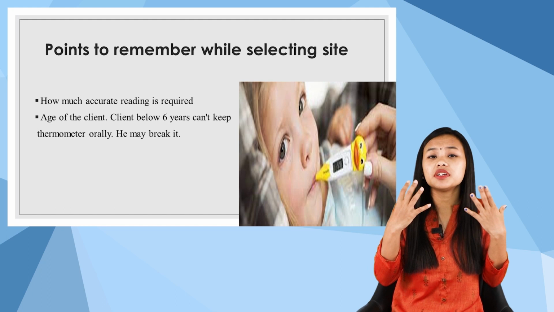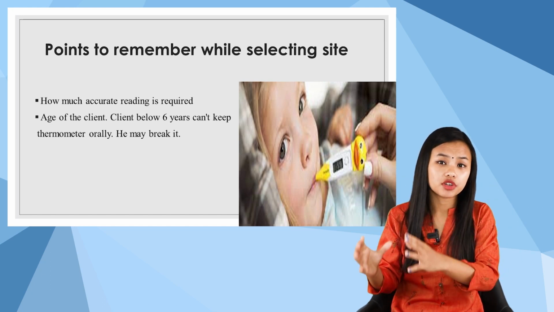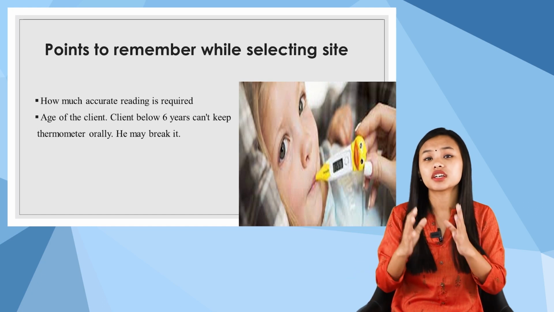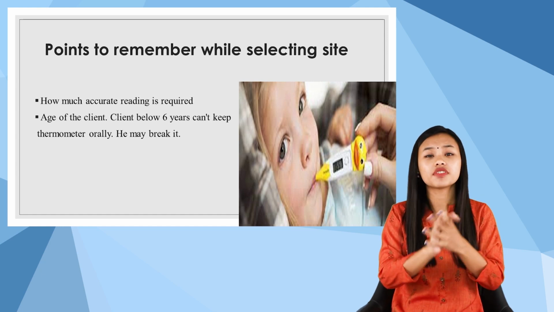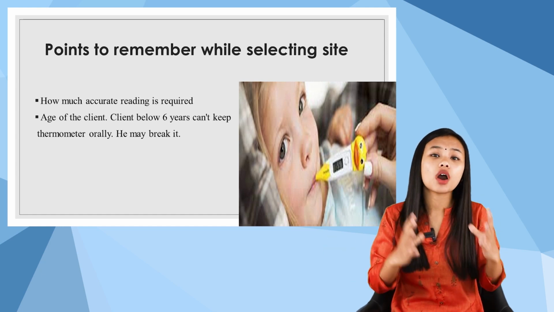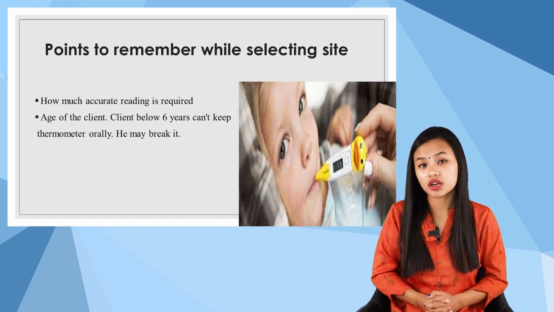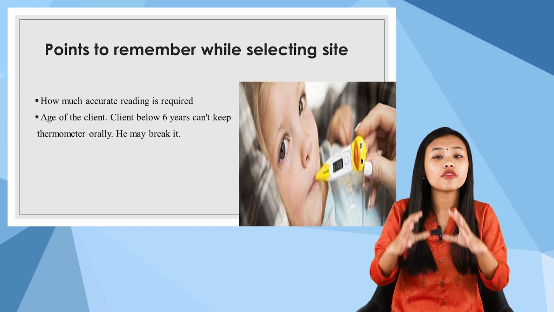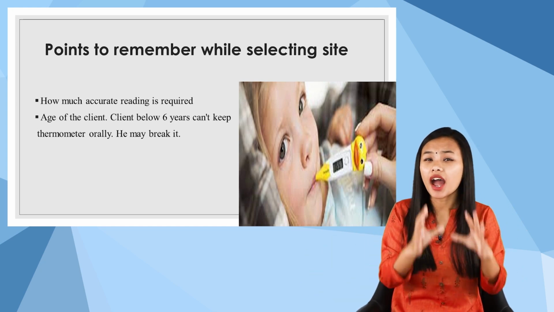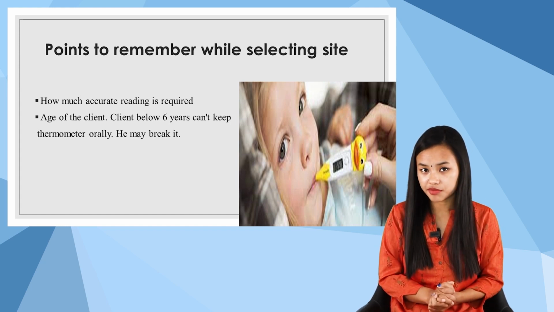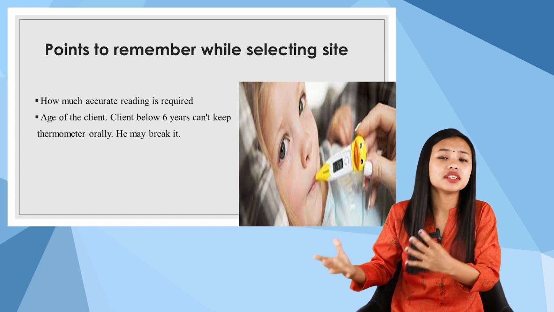So here, what I basically mean to say is that when we are assessing the temperature of the client, or when we are selecting the condition of the client, we must make sure what is the accurate reading of that particular client which is required by them. Here, for example, if the client is admitted because he needs to undergo a surgery, right? So here, before they undergo a surgery, it is very important that we must get an accurate reading of their body temperature.